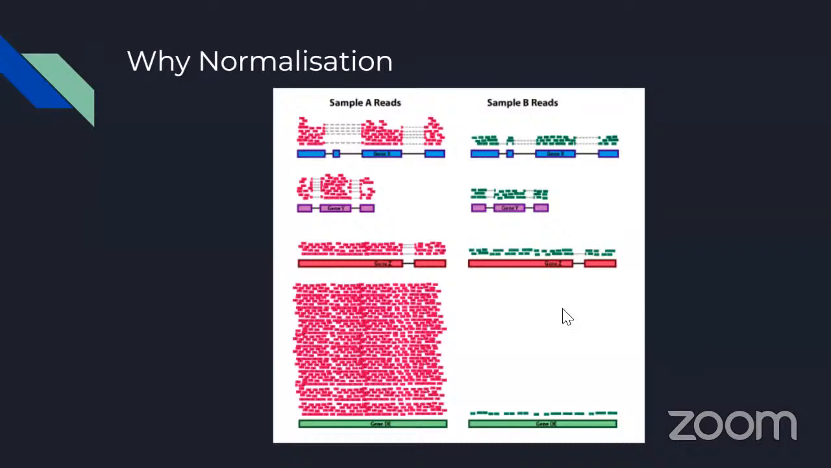Either we would want to compare within the same sample, for example, within sample A, or we would want to compare between samples. For example, you want to compare gene X in sample A and sample B. The problem is that we cannot directly compare.